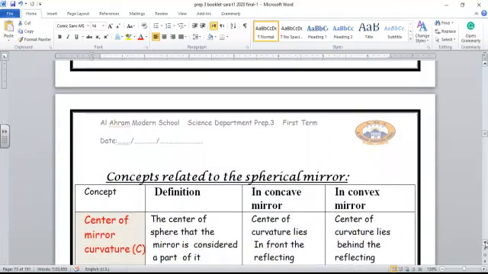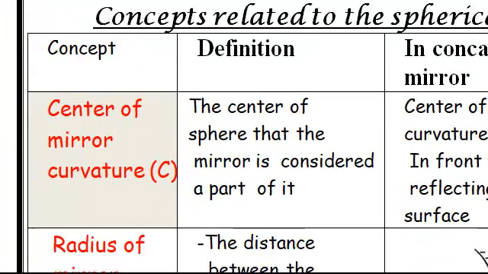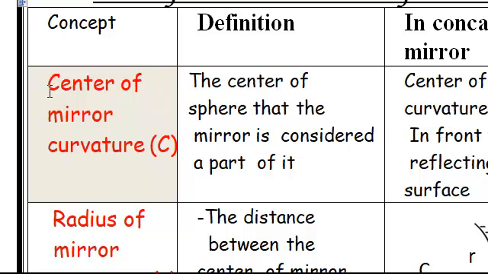Now we have some concepts, some definitions which are very important in this lesson according to the spherical mirror. Number one, we call it center of curvature. We said that a concave or convex mirror is a spherical mirror. Spherical means a part of a sphere, a part of a whole sphere. Any whole sphere, any circle, any ball contains a center.